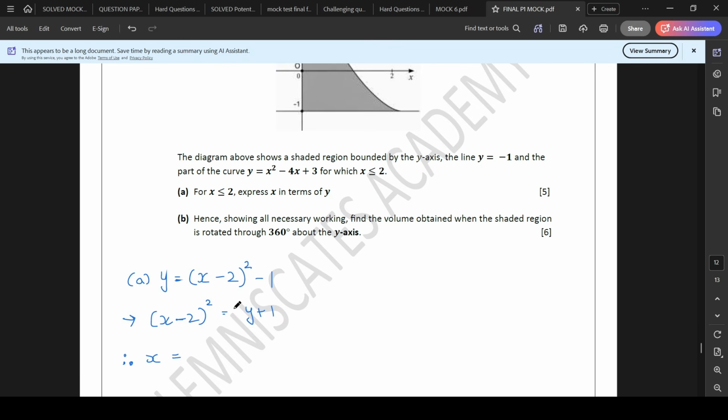Because of the square, if I take the square root, it will be a plus and minus both. And then there is a 2 which will go on the right side. -2 will go to the right side and become positive. So x = 2 plus minus square root of y plus 1. This is my answer for x.